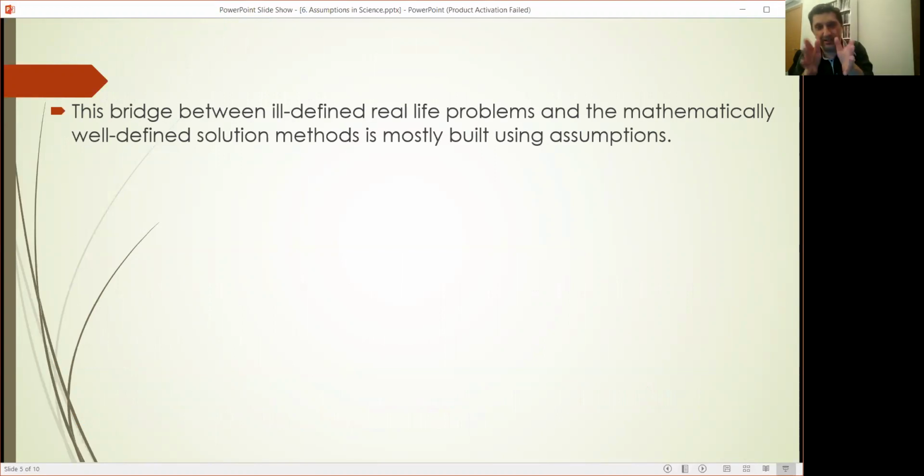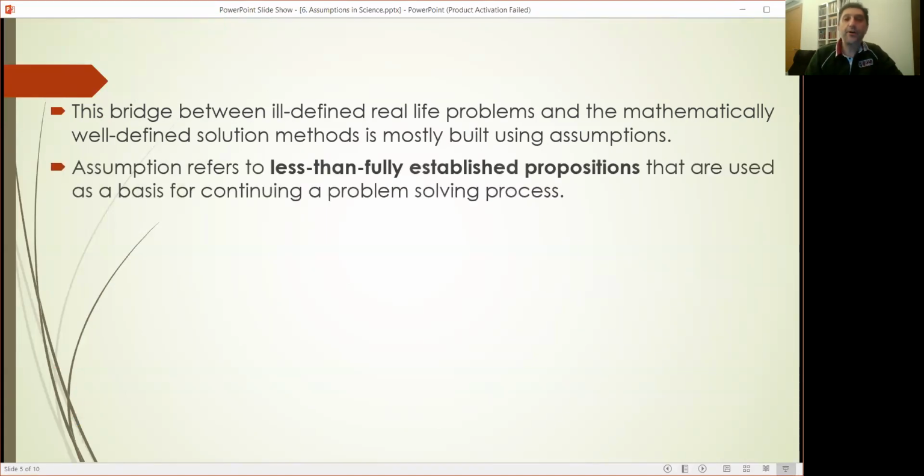At least within the scope of this lecture, most of their role is to convert ill-defined real-life problems into well-defined, lecture-type questions or exercises. So assumptions here refer to less than fully established propositions which, as I'm going to explain in more detail in a couple of minutes, you cannot guarantee are fully valid. That is the nature of assumptions. They are loosely valid scientific correlations or scientific propositions. But they are going to work if these assumptions are valid.